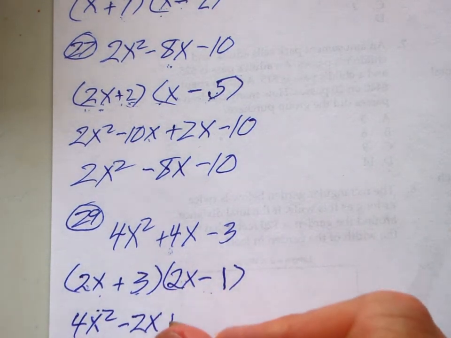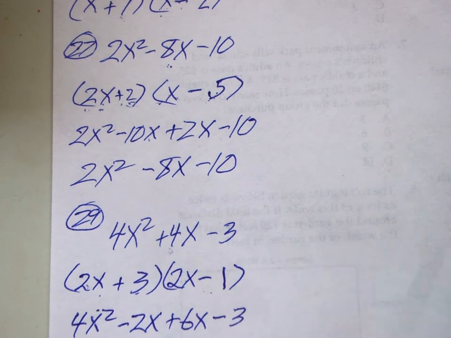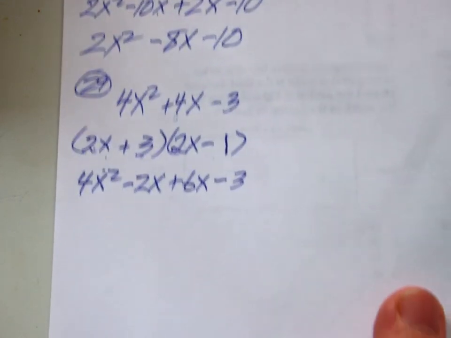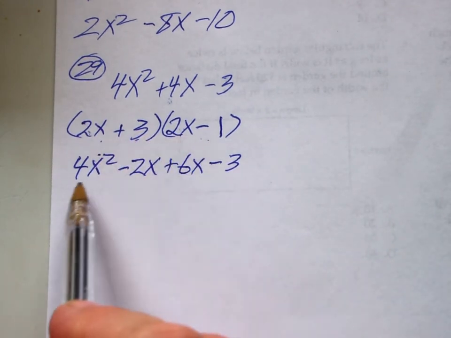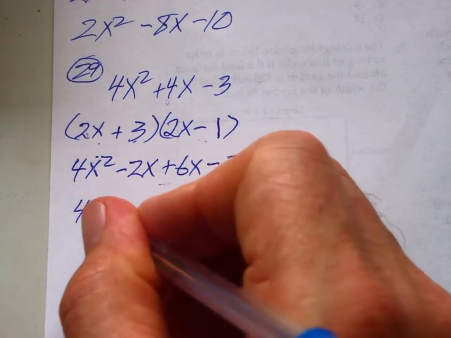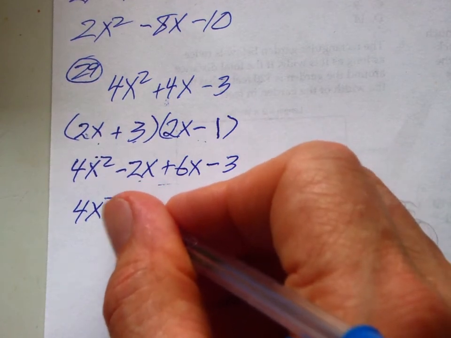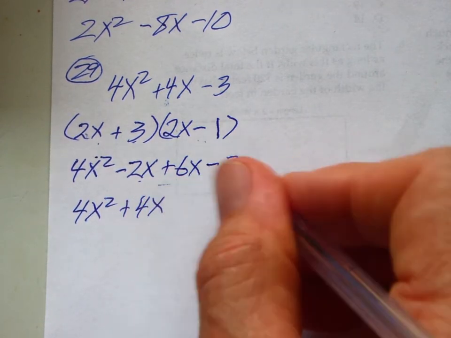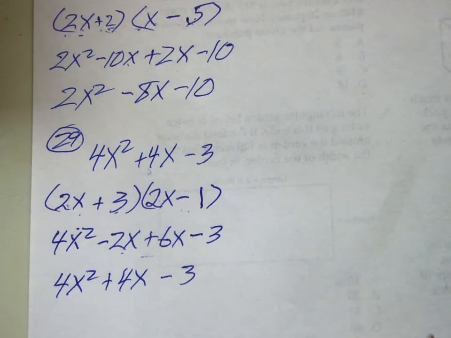3 times 2x is plus 6x. 3 times minus 1 is minus 3. Remember, at any point in the video, you should be pausing it to try any part you want to try on your own. Like before I did this, you should have paused it and tried it on your own, see if you could get it. Okay, 4x squared, minus 2x plus 6x plus 4x minus 3. That's where we started. See, it worked.